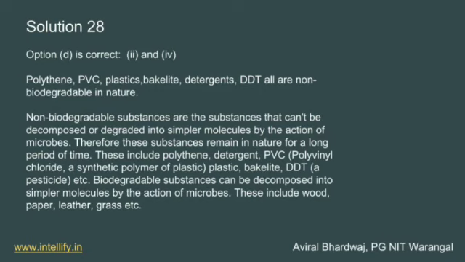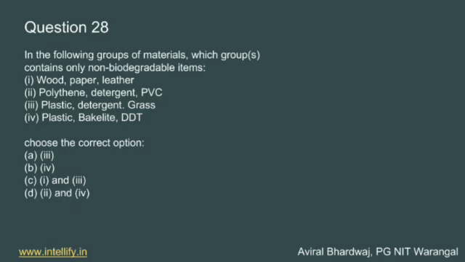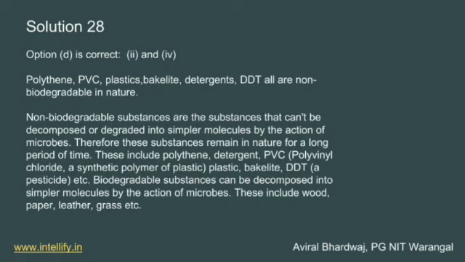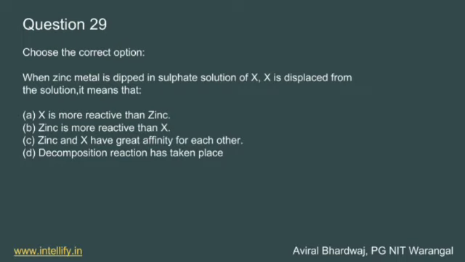So the answer is D, options second and fourth. The second option is polythene, detergent, PVC, and the fourth is plastic, bakelite, DDT. They are all non-biodegradable items. So our answer is D. Question 29: choose the correct option.